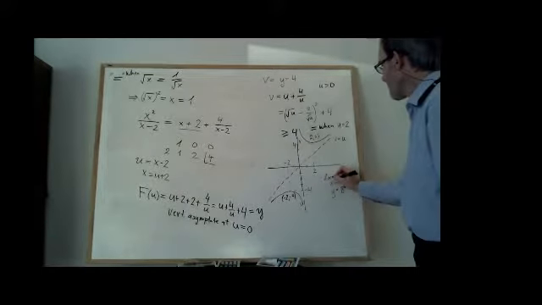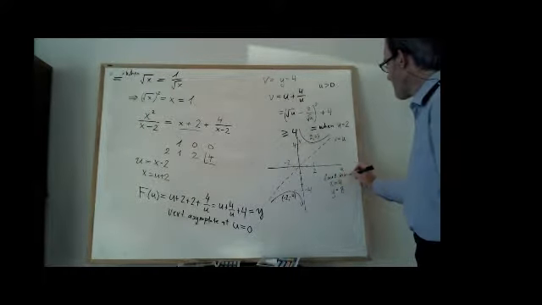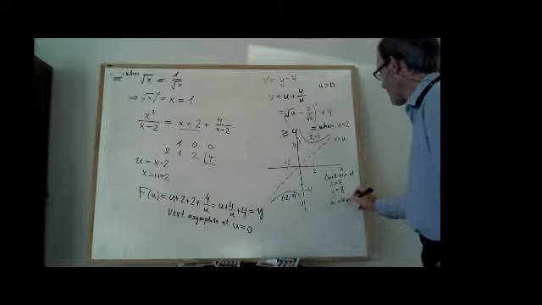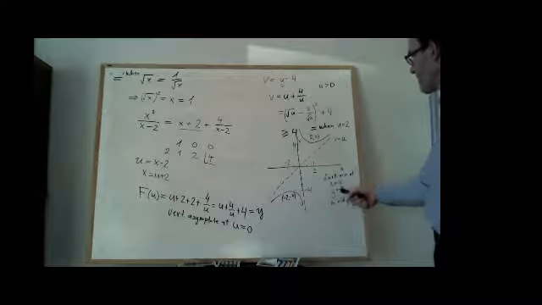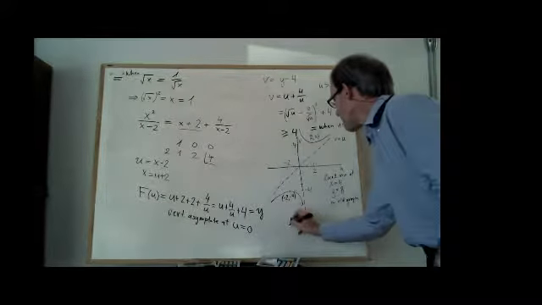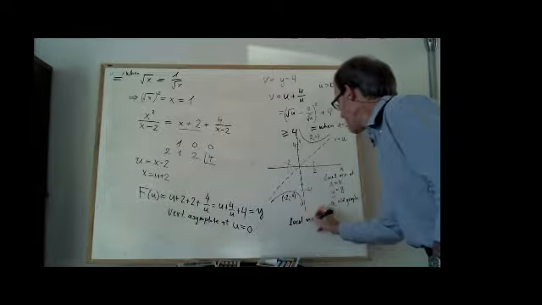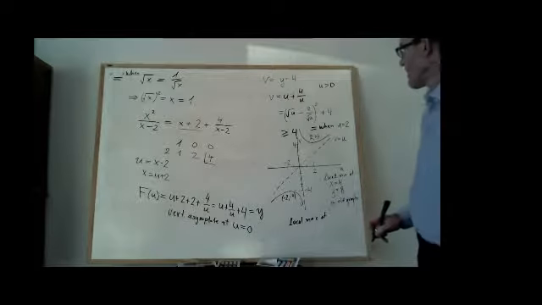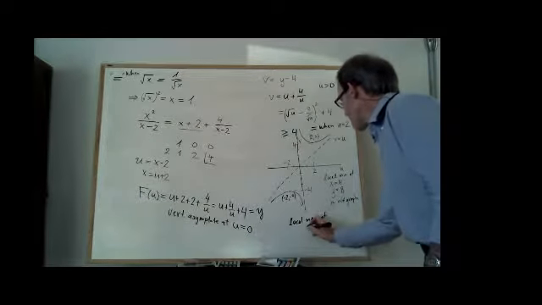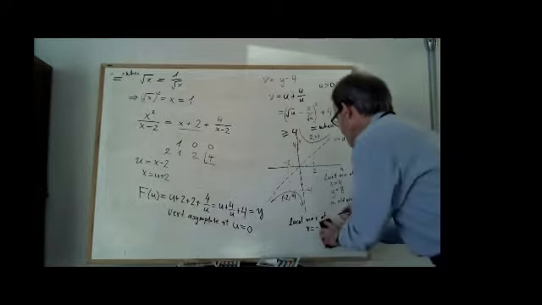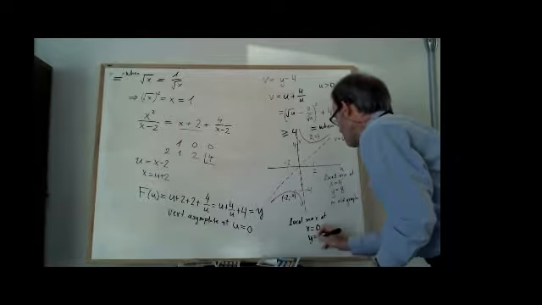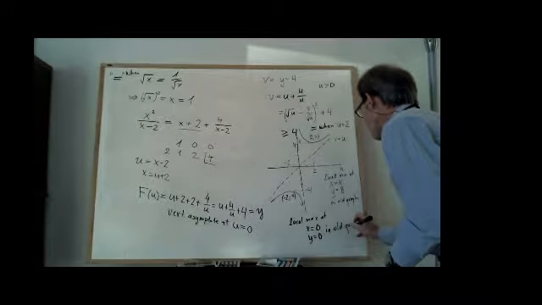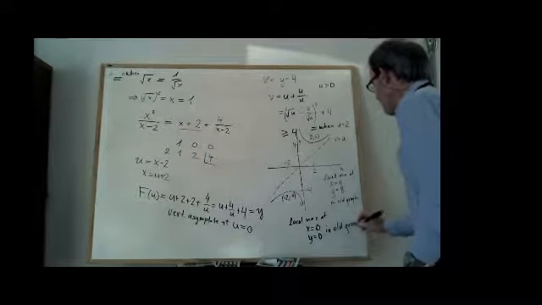So the local minimum was in the old graph. It was at x equals 4, y equals 8 in the old graph, and the local max here is at x equals 0 and y equals 0 in the old graph. Okay.